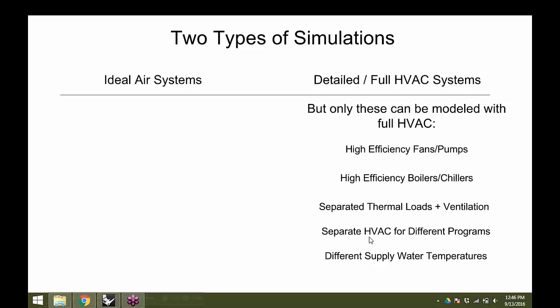Having different, separate HVAC systems for different types of programs. Sometimes if you have one program that wants to be heated and another that wants to be cooled, that can create inefficiencies, but you can model the benefit of separate systems by using a full HVAC system. And different supply water temperatures. We can change the supply air temperature of the ideal air system, but the water temperature, usually that hot or cold water that is used to heat or cool the air, you can only model that with a full HVAC system.